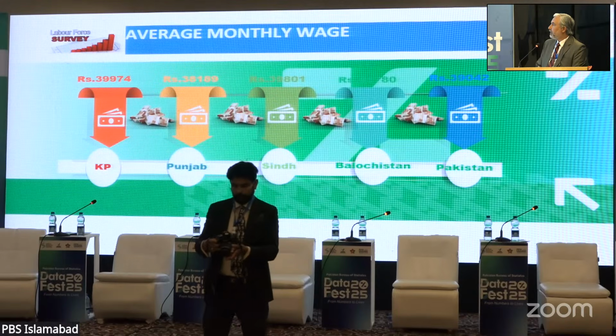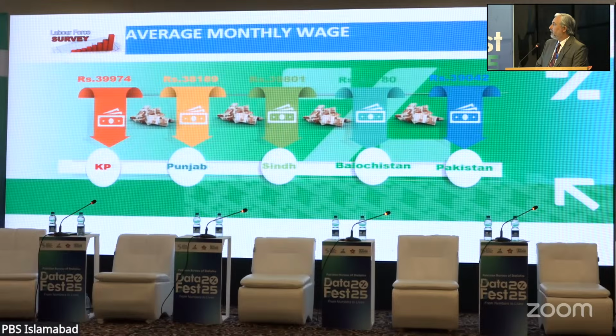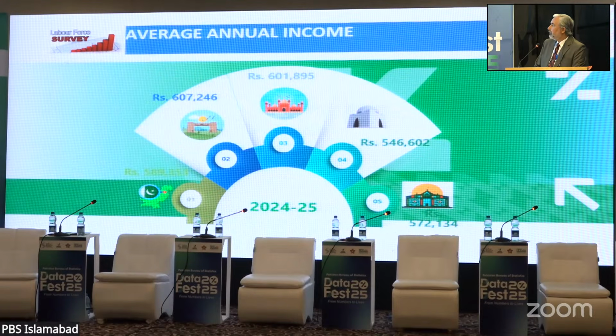Average monthly wage rate is 39,974 in KP. It is around about 39,000 throughout the country and in Pakistan also. Next. Average monthly income is around about 607,246 in KP, 601,000 in Punjab, 546,000 in Sindh, and 572,000 in Balochistan.